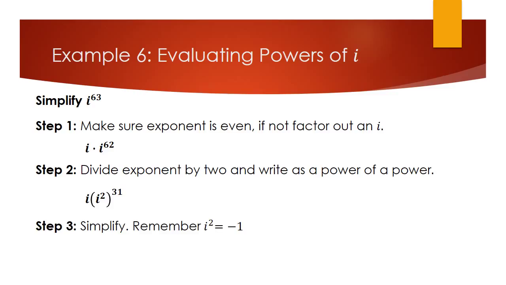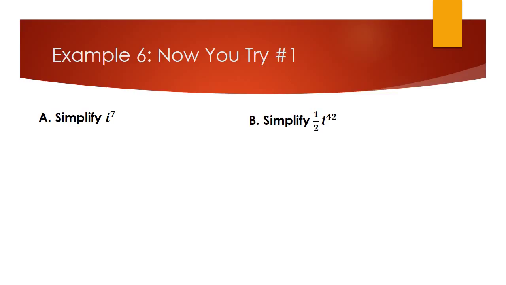Simplify everything. We know i squared equals -1. So it's going to be i times -1 to the 31st. Since 31 is odd, -1 will remain -1. And then i times -1 is -i. There's 2 for you to try. Don't let the fraction scare you, it's just there.